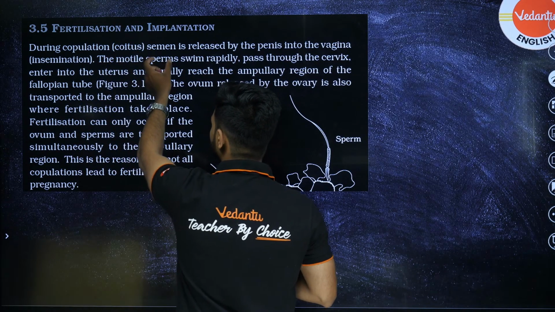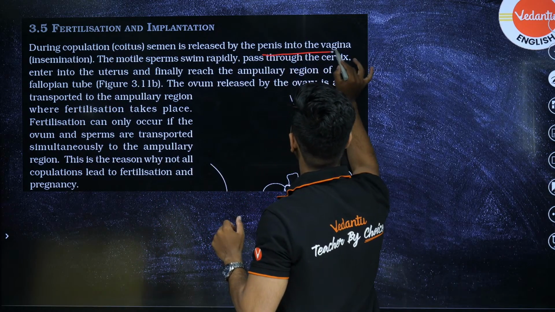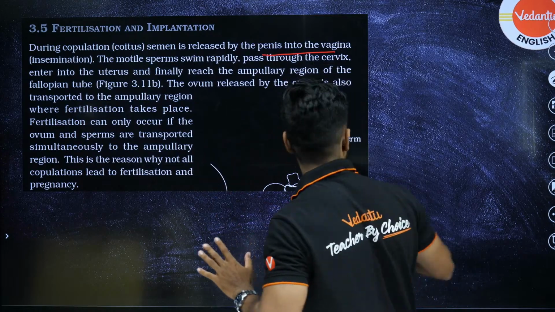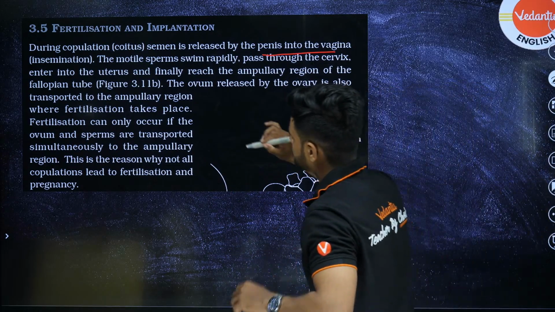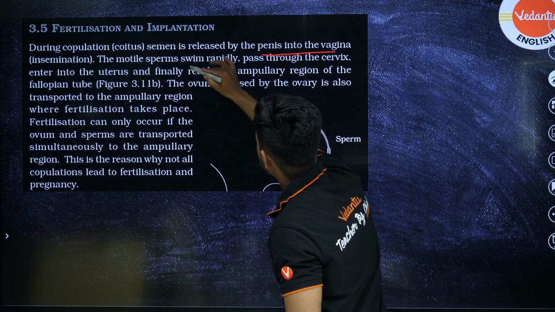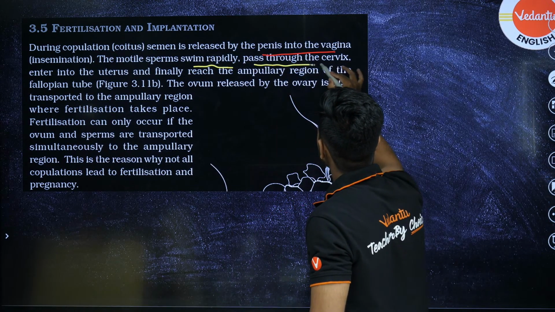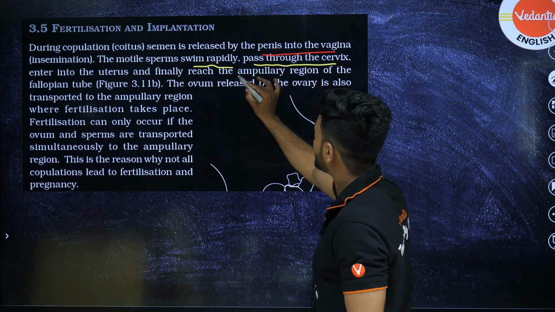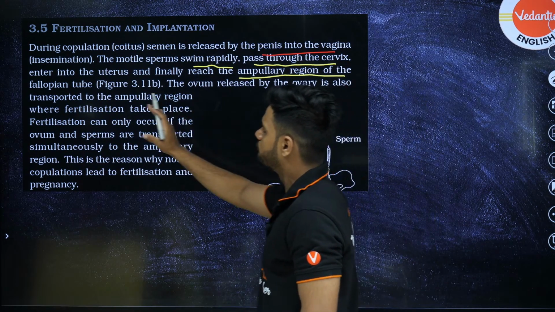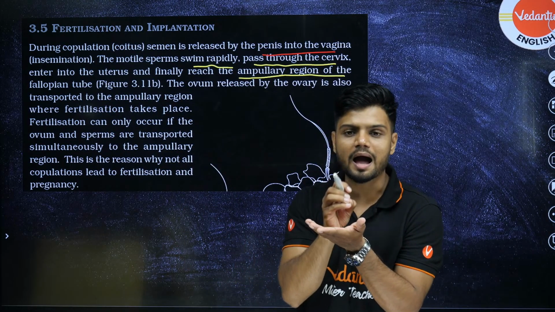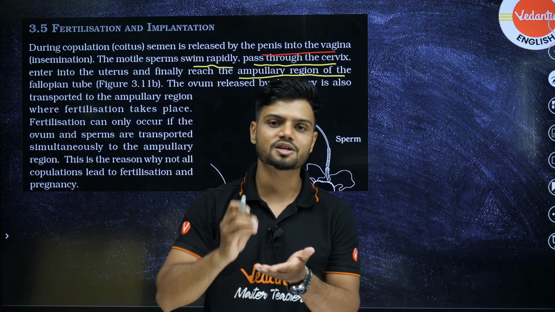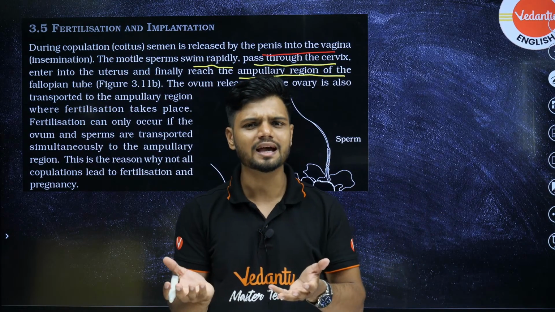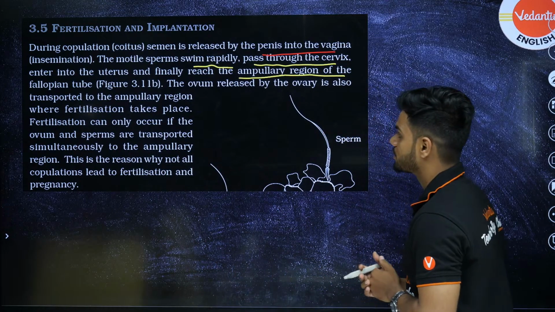the semen is released by the penis into the vagina. That is called insemination in scientific terms. The motile sperms swim rapidly, pass through the cervix, the cervical canal, enter the uterus and finally reach the ampullary region of the fallopian tube. It is the same ampullary region where fertilization takes place. Old NCERT said ampullary-isthmus junction, but in the new NCERT it is the ampullary region, or ampulla.